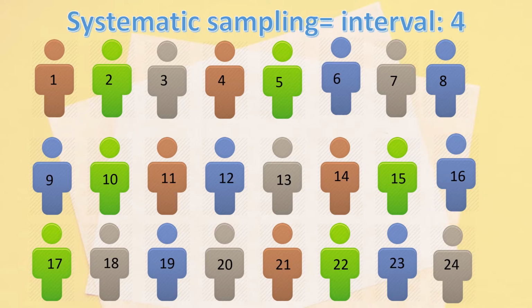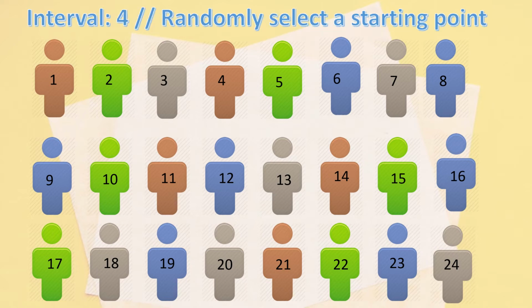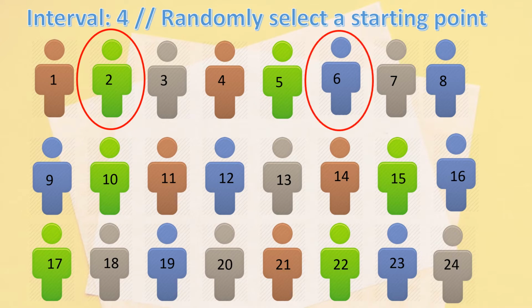Here's another example of systematic random sampling with the use of the interval of 4. The researcher here randomly selects a starting point. Let's say the starting point is on number 2. From 2, simply count every 4th interval. So we've got 3, 4, 5, 6. So the 6th will be chosen.